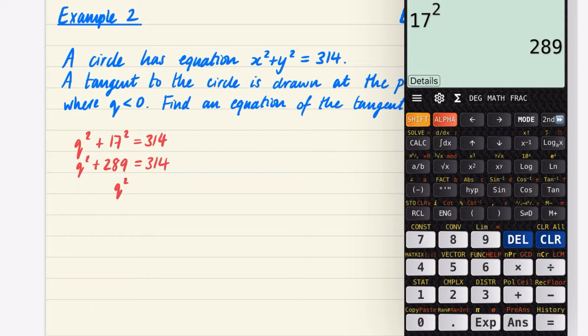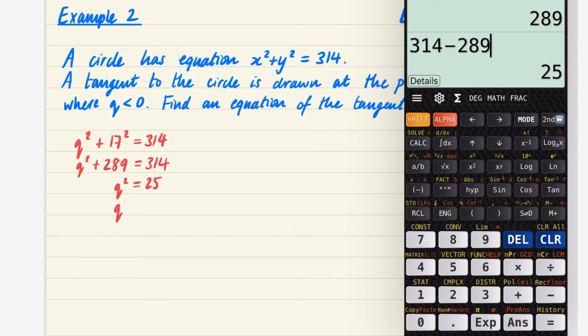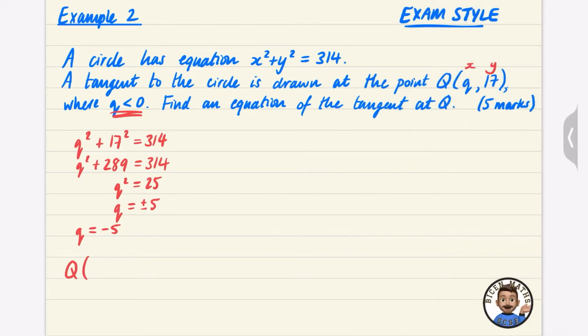So I can find out what Q squared is by doing 314 minus 289, which is 25, which means that Q is either equal to plus or minus 5 when you take the square root. But because Q is less than 0, that must mean that Q is equal to minus 5. So the coordinate that we've got here is going to be minus 5, 17. That's where we're going to try and find the equation of the tangent.